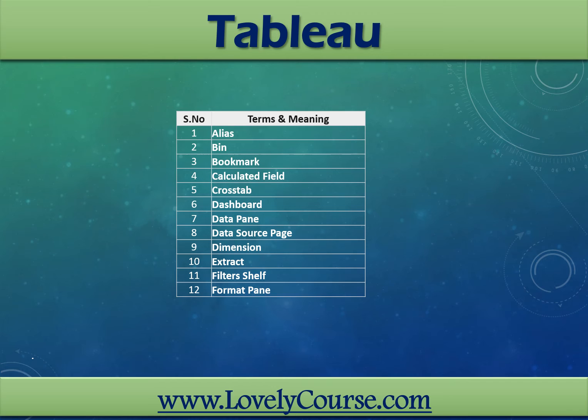Number 11, filters shelf. A shelf on the left of the workbook that you can use to exclude data from a view by filtering it using measures and dimensions. Number 12, Format Pane. A pane that contains formatting settings that control the entire worksheet as well as individual fields in the view. When open, the Format Pane appears on the left side of the workbook.